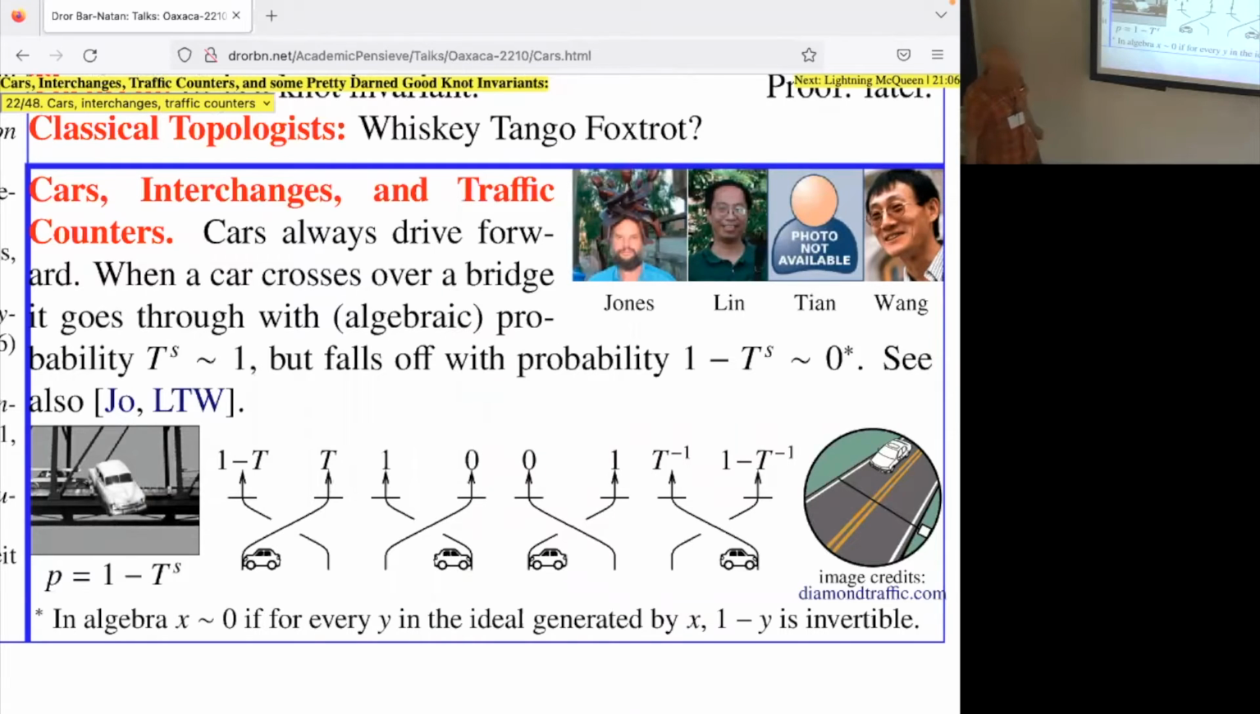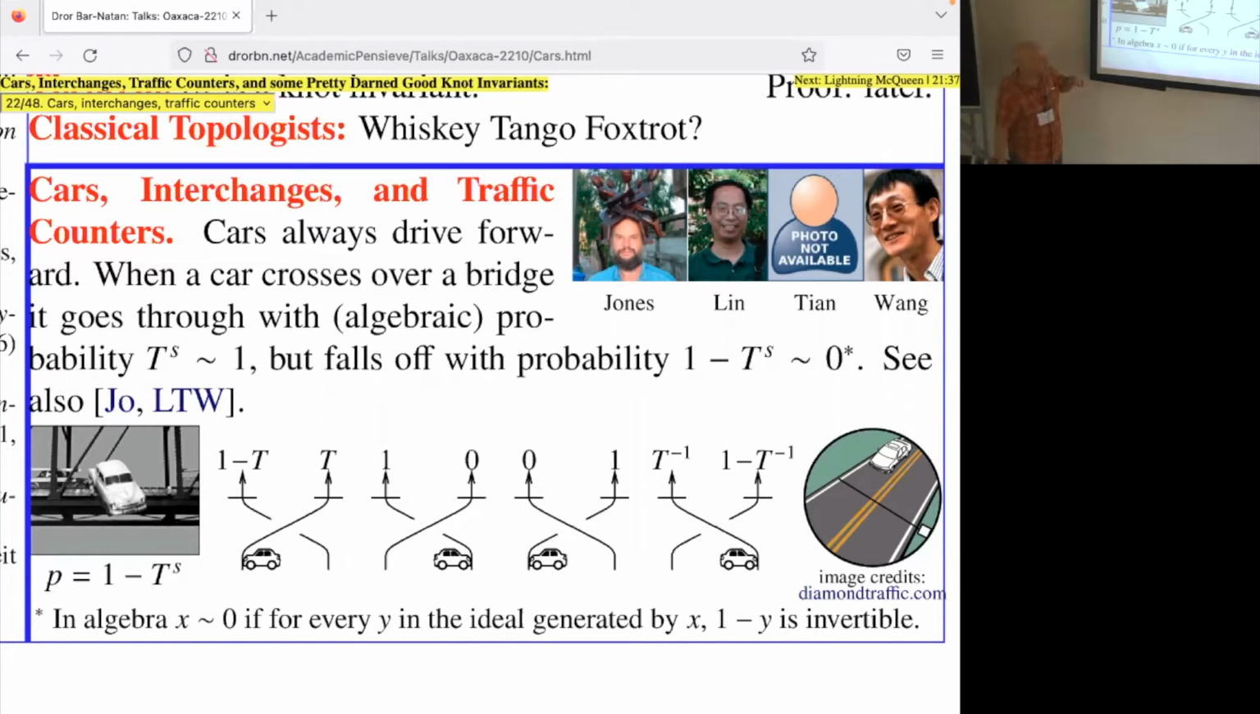So, there is a lovely discussion of traffic on knots, and I think it starts with Vaughan Jones, and then there is a continuation by Lin, Tian, and Wang, and it goes as follows. So basically, you think of the knot as roads, and cars can drive on these roads, always following the orientation.